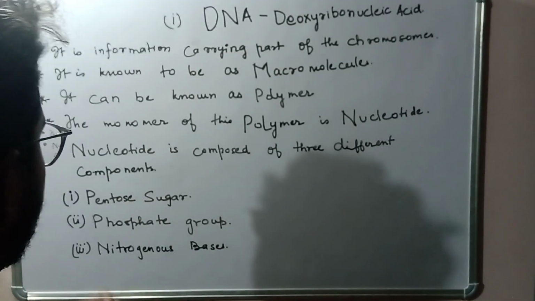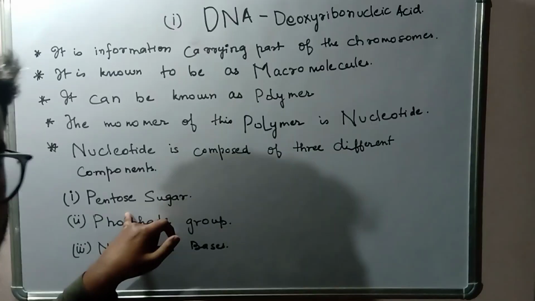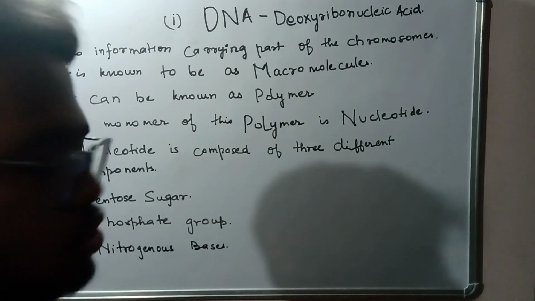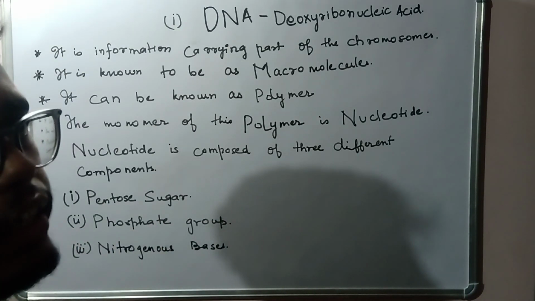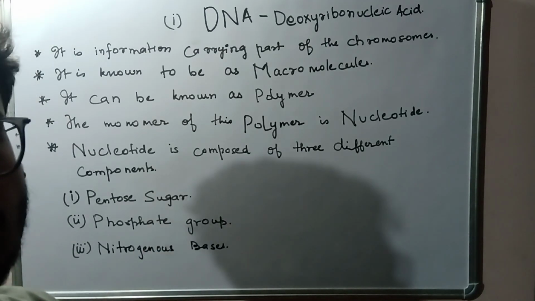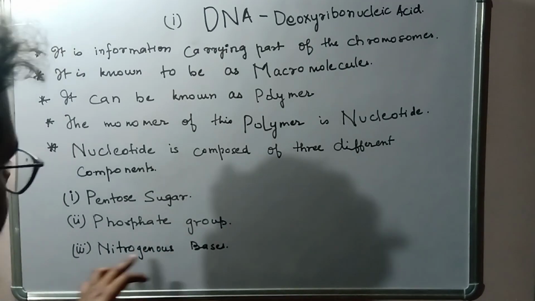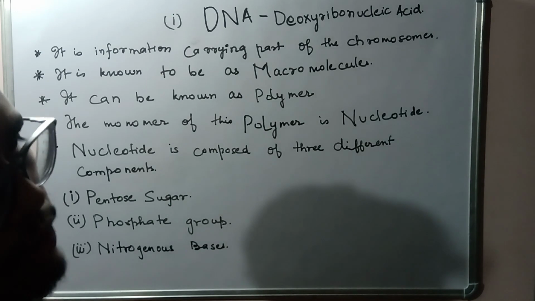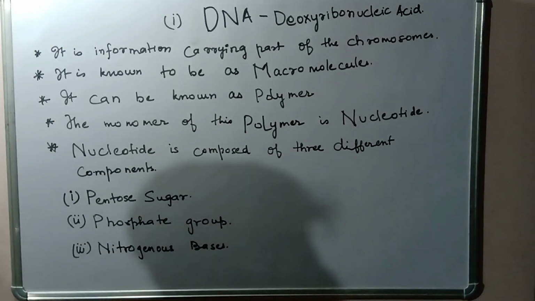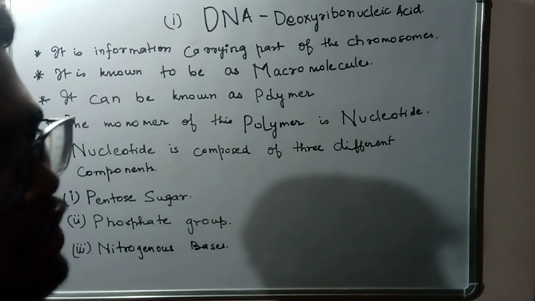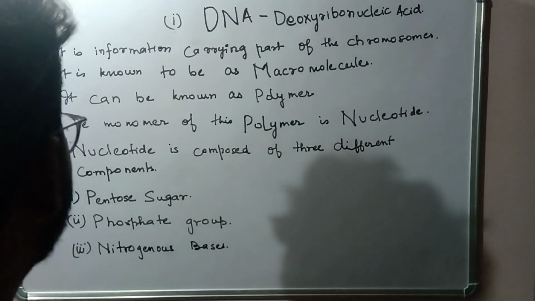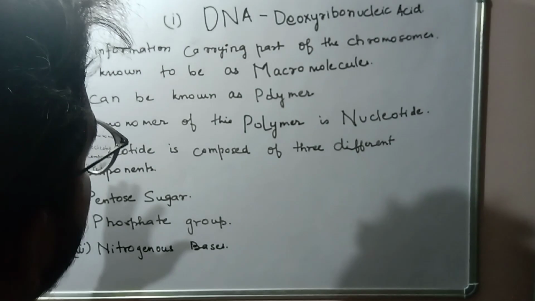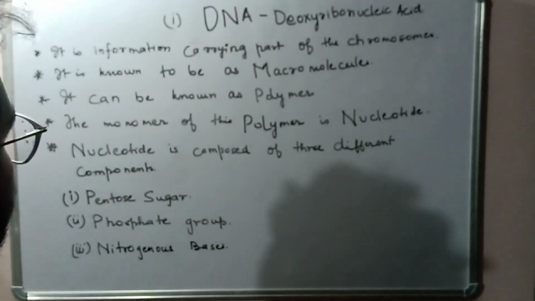So the nucleotide is composed of three different components. First one is pentose sugar, which is a sugar, and then phosphate group. Due to the presence of phosphate group, DNA is known as an acid. And the nitrogenous bases. Nitrogenous bases are of two types. First one is purines and the other is pyrimidines. And the purines always form the bond with the pyrimidines. So the DNA is the information carrying part of the chromosome.